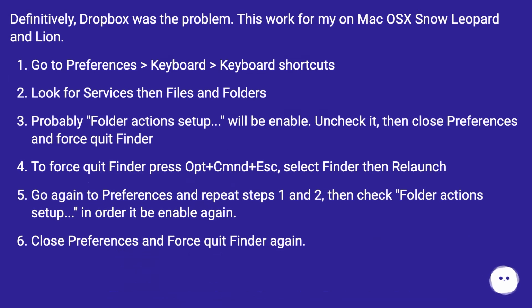Go to Preferences, Keyboard Shortcuts. Look for Services, then Files and Folders. Probably, Folder Action Setup will be enabled. Uncheck it, then close Preferences and force quit Finder. To force quit Finder, press Option plus Command plus Escape, select Finder, then relaunch. Go again to Preferences and repeat steps 1 and 2, then check Folder Action Setup in order to be enabled again. Close Preferences and force quit Finder again.